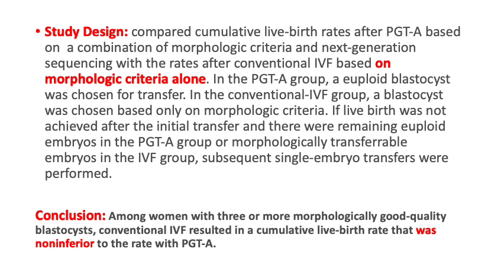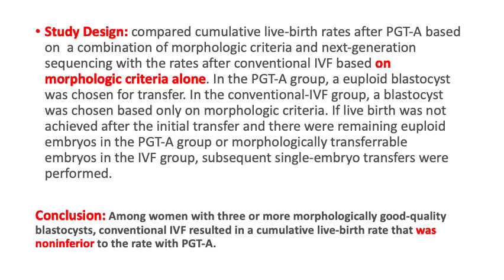So in the PGT-A group, a euploid blastocyst was chosen for transfer. In the conventional IVF group, a blastocyst was chosen based on morphological criteria alone. If live birth was not achieved after the initial transfer and there were remaining euploid embryos in the PGT-A group or the morphologically selected group, subsequent single embryo transfers were performed.